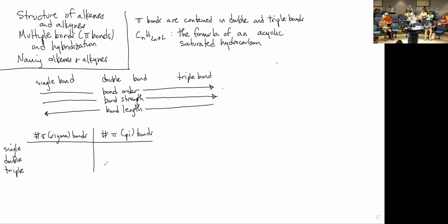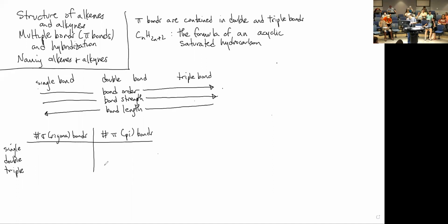So let's talk a little bit about bonding in alkenes and alkynes, where, as we've said, and as you already know, we have multiple bonds between carbon atoms. First thing to be aware of is that single bonds, double bonds, and triple bonds are not created equal.